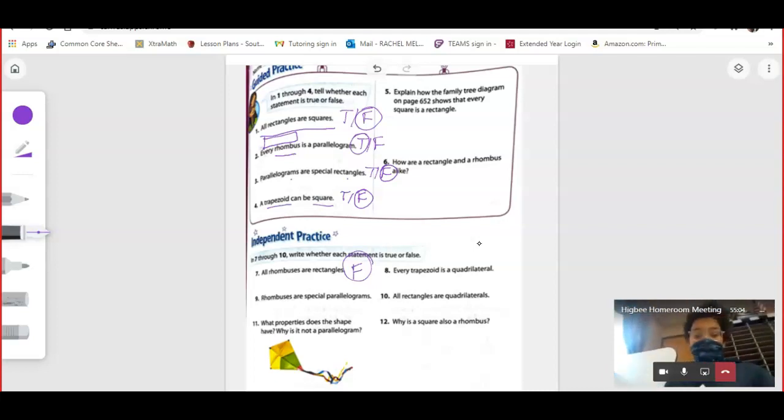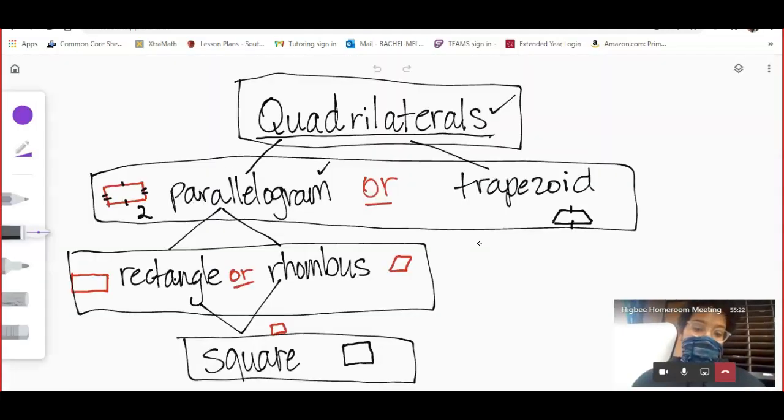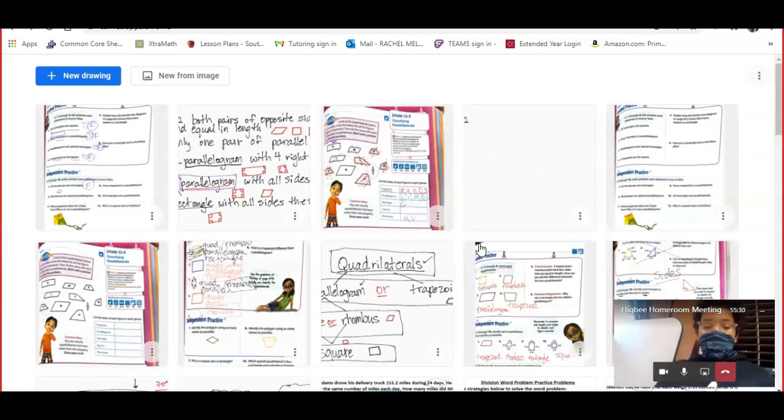Ah, so a rhombus. Now, isn't a square a rhombus? A square is a rhombus, right? Okay, this kind of goes back to our tree diagram. This statement says all rhombuses are rectangles, but when we look at our tree diagram, remember, it's a rectangle or a rhombus. Okay, so that one is false.